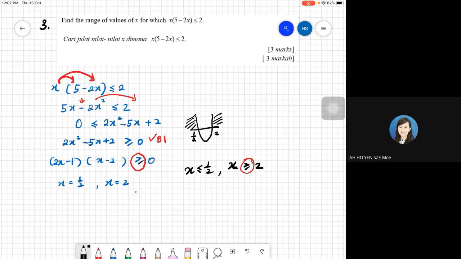Either one of the answers correct, you still get B2. Or if you manage to write this one, also B2. You get 2 marks as well. If you get everything and give all the answers correct, of course you get full marks. That's how teachers give marks in the exam. If the last answer is correct, we will give you full marks.